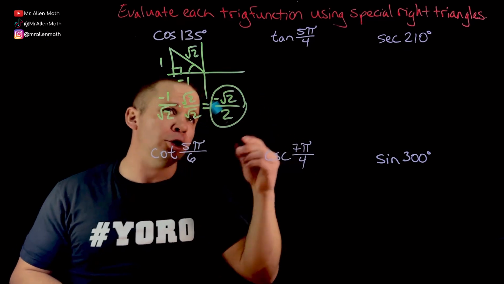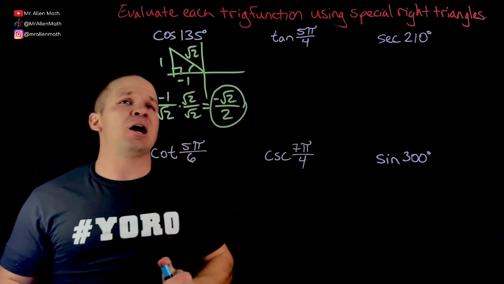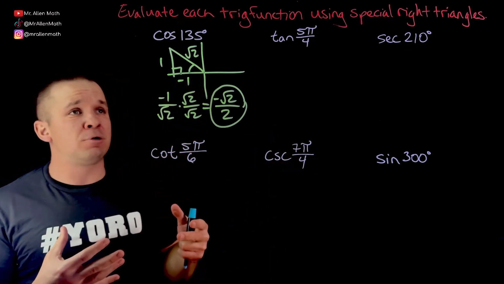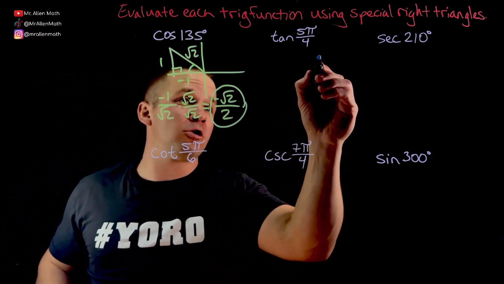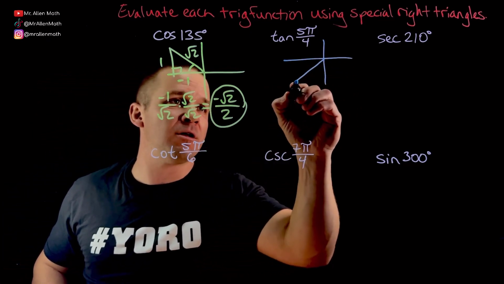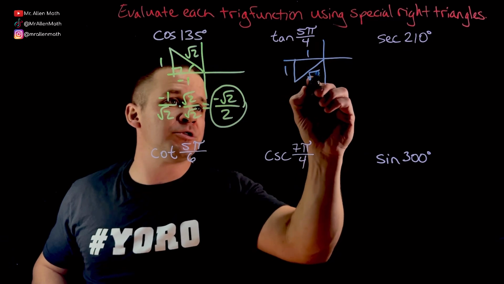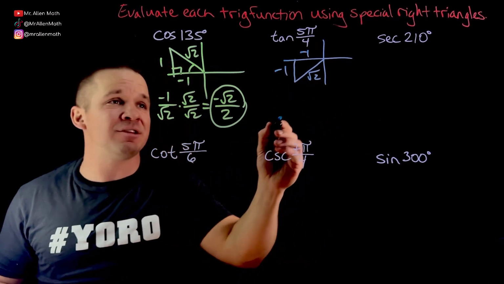Next one here. Let's go blue. I got tangent of 5 pi over 4. That is also a 45-degree reference, but it's located in the third quadrant for this one. So I'll draw my triangle, third quadrant. We got 1, 1, root 2. These are both going to be negative in that case.